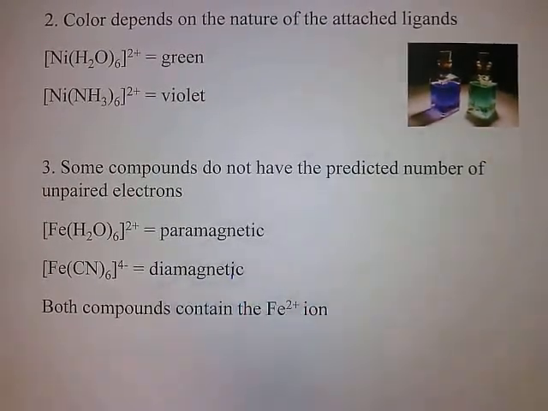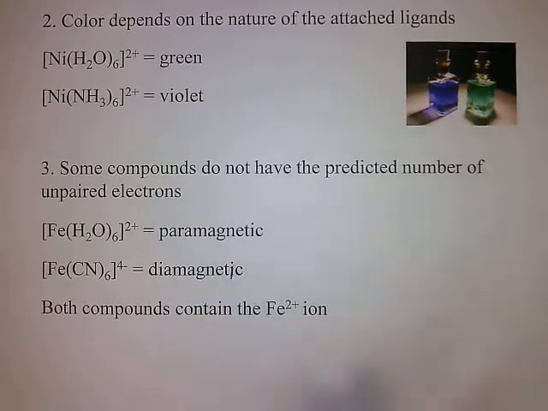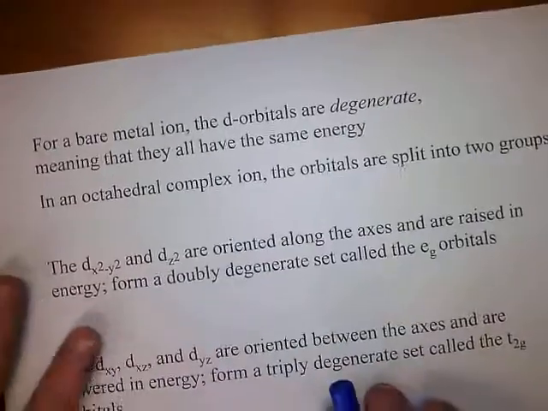Because based on what you know up to this point, the only diamagnetic ions are the d10 ions, right? Diamagnetic ions where you have all the d orbital electrons paired up. So iron 2 is certainly not a d10 ion, it's only a d6 ion. So how can this compound be diamagnetic? What's going on here?